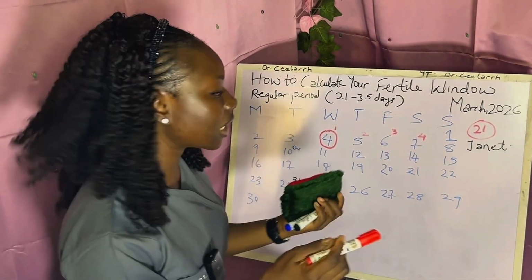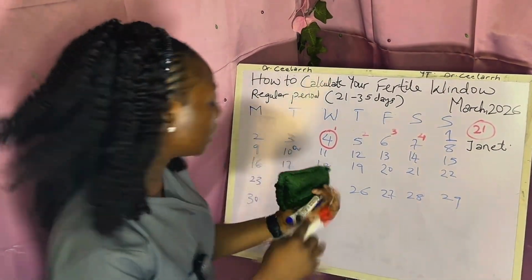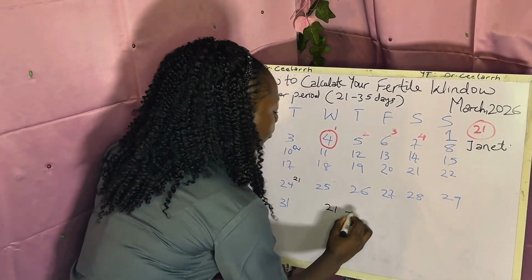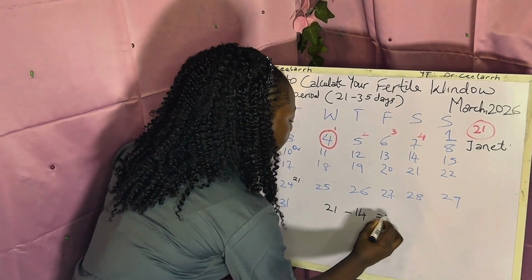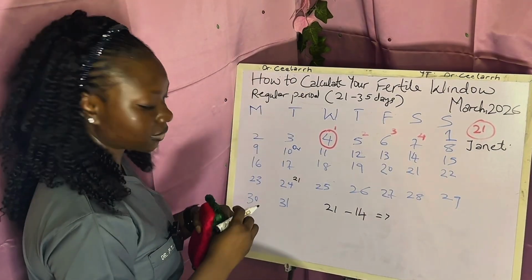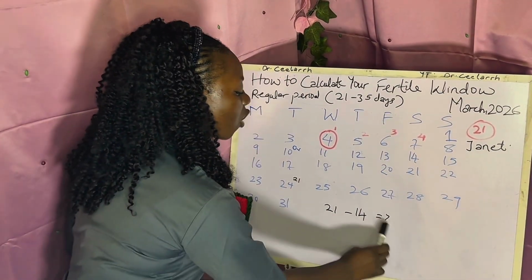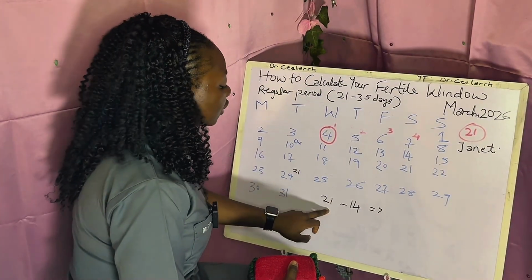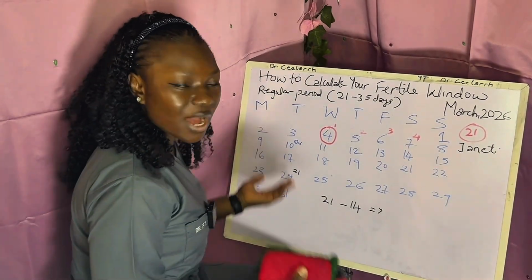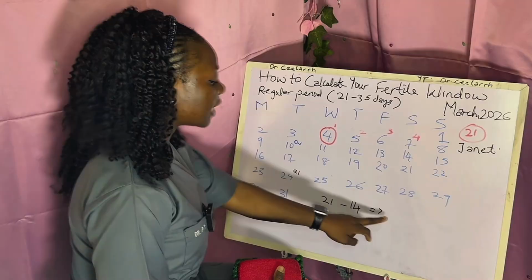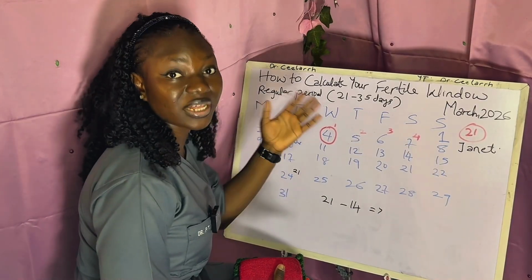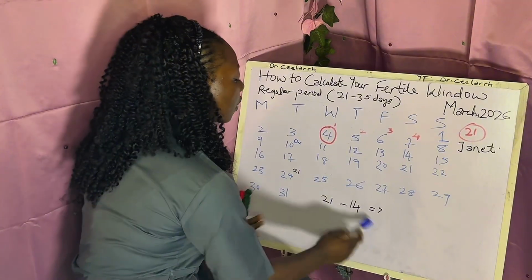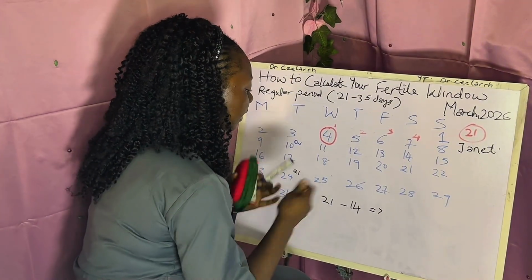Now, let's do it so that we can be sure that we got the right thing, okay? So, the cycle length is what? 21 minus 14 will give us what? Okay? So, that will be the number of the day she's likely to ovulate. So, now, 21 minus 14, let's count and see what it gives us. That particular answer is what you will calculate to get your likely ovulation date. 21 minus 14 is what? 7.